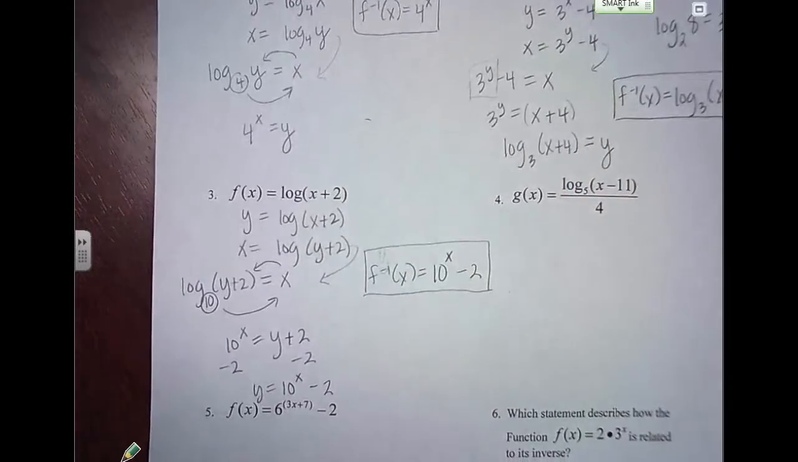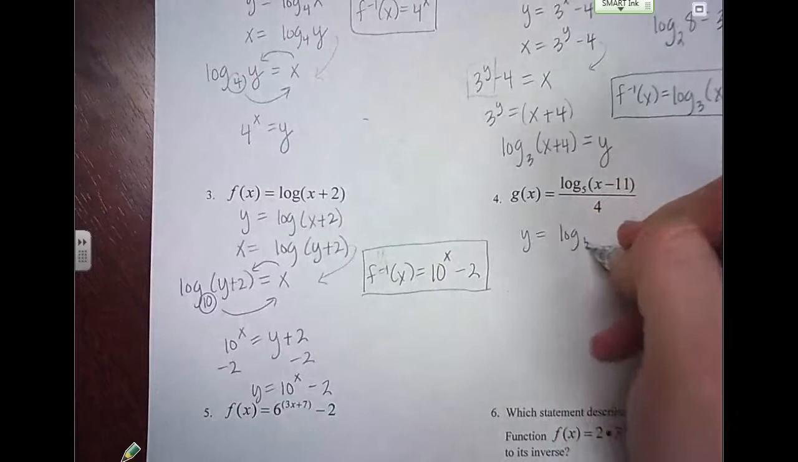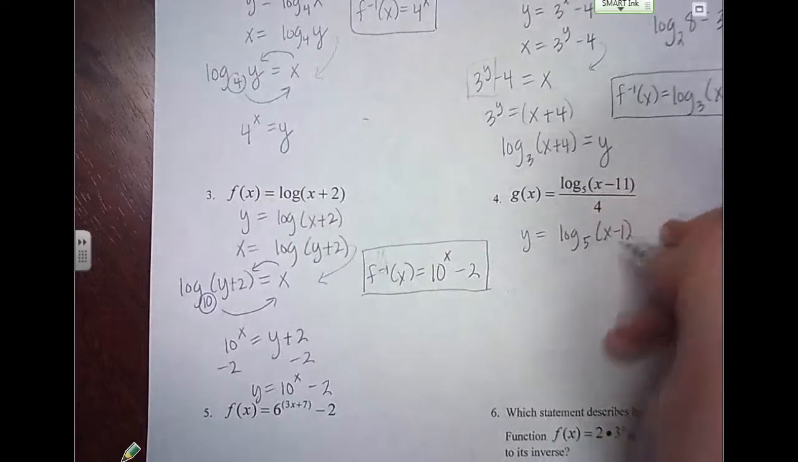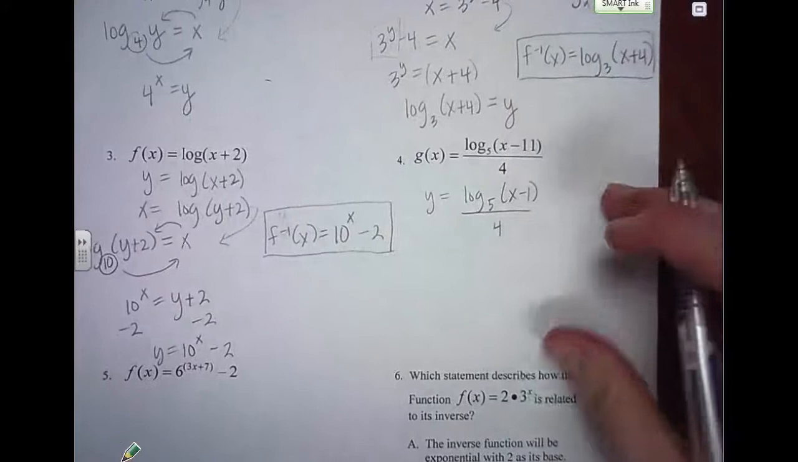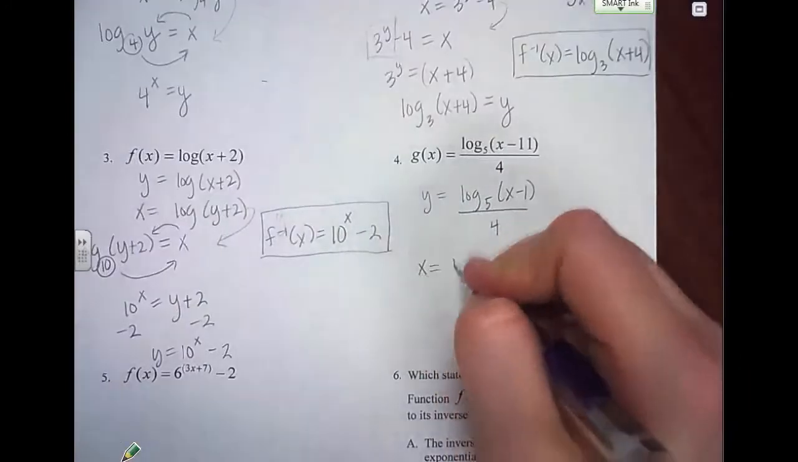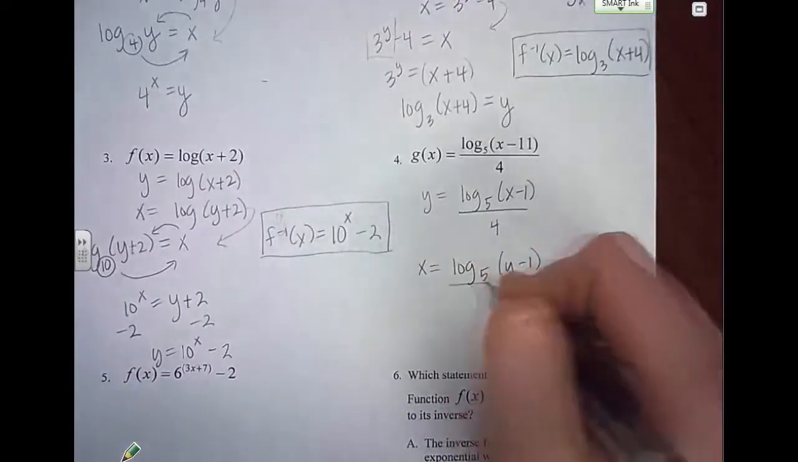Okay, number 4. First thing, let's rewrite that with a y. So we have y equals log base 5 of (x minus 1) all over 4. Let's switch x and y. So x equals log base 5 of (y minus 1) over 4.